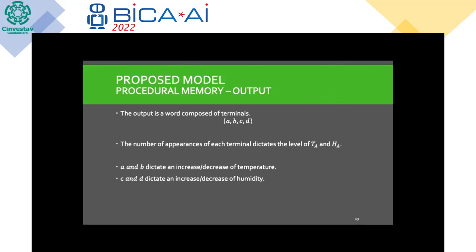Now for this module's output, we have ultimately a word composed of terminals, which are A, B, C, and D. The number of appearances of each one of these dictates which level of action the agent will have. A and B dictate an increase/decrease of temperature. Likewise, C and D for humidity. In this way, we identify which level of action from the levels we explained earlier the agent will take in the given time step.